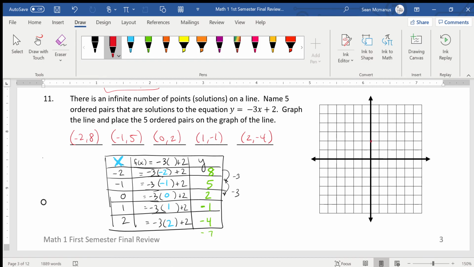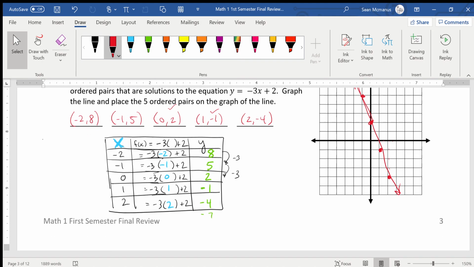I like to start in the middle. So we know we did this one, 1 and negative 1. 2 and negative 4, right? You can see where they all are. So if I graph them, whoops, let me go through there. I can't fit a couple of them on there, like negative 2 and 8. It didn't have enough boxes, but that's how we would do that.